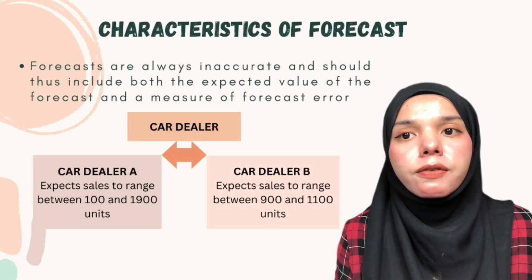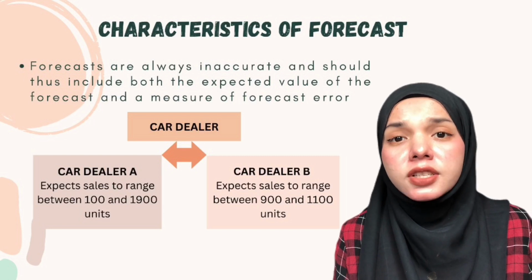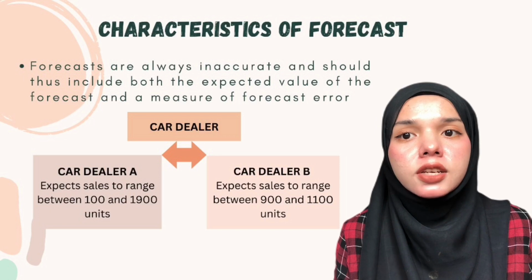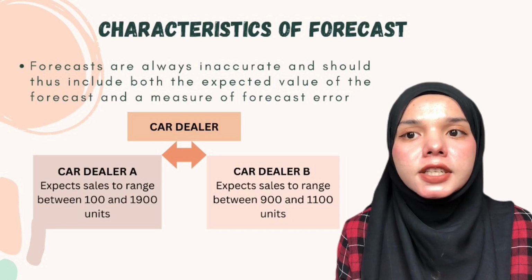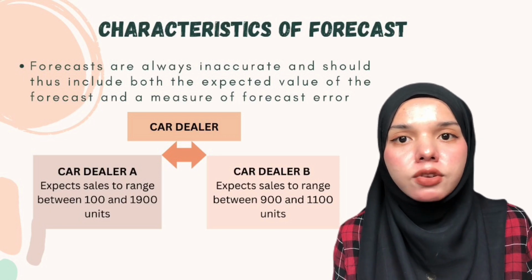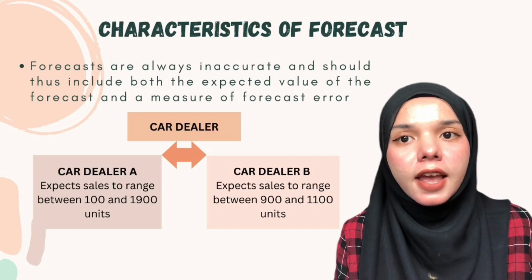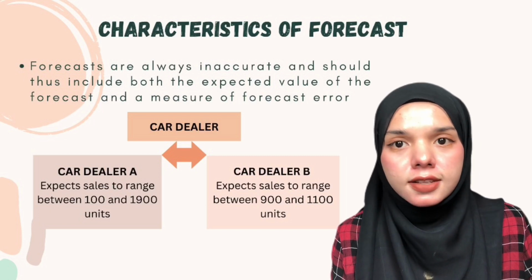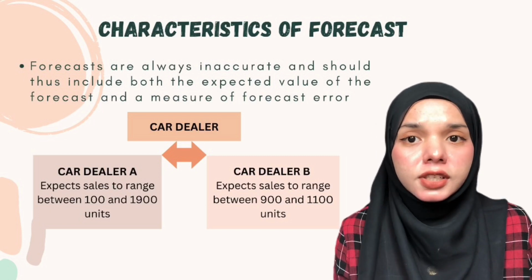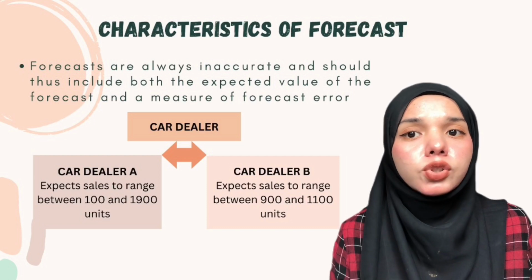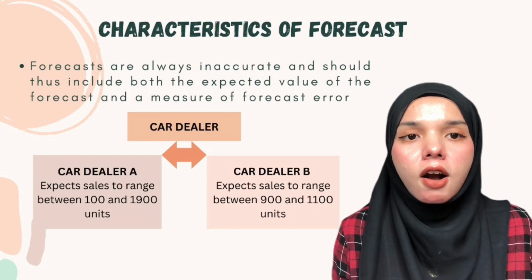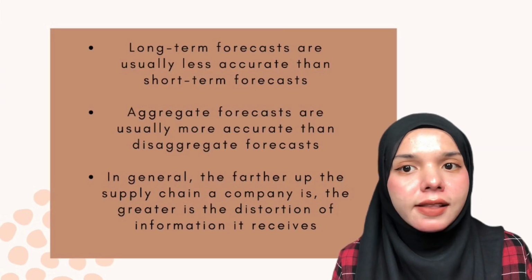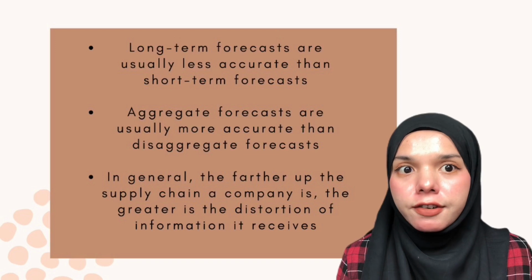Even though both dealers anticipate average sales of 1,000, the sourcing policies for each dealer should be very different given the difference in forecast accuracy. Thus, the forecast error is a key input into most supply chain decisions. Unfortunately, most firms do not maintain any estimate of forecast error. Second, long-term forecasts are usually less accurate than short-term forecasts.